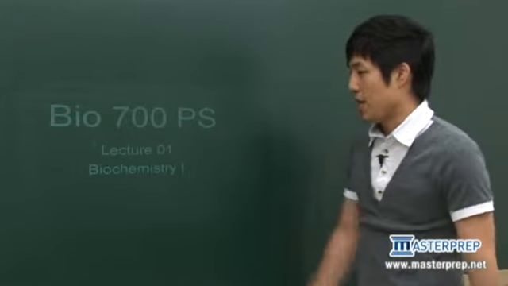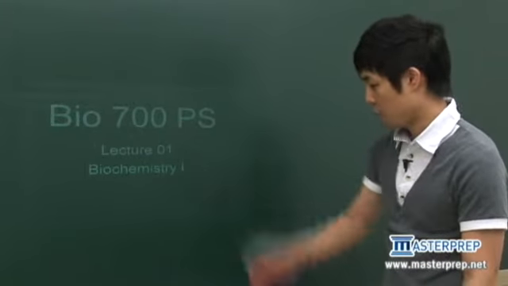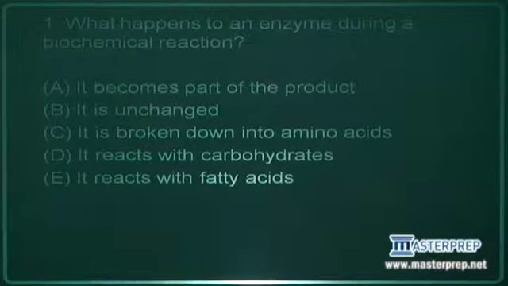Okay, lecture 1. It's on biochemistry, and it's section 1. We have more sections on biochemistry. Okay, let's get to number 1. What happens to an enzyme during a biochemical reaction?